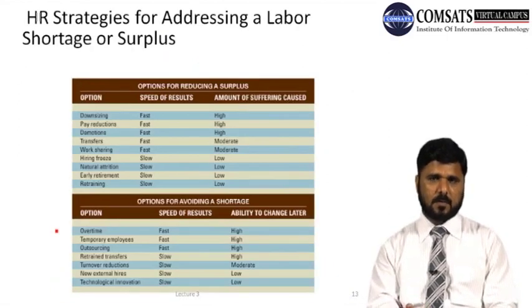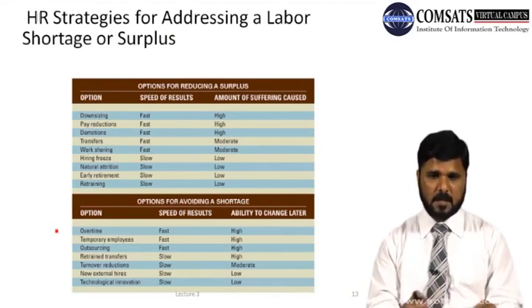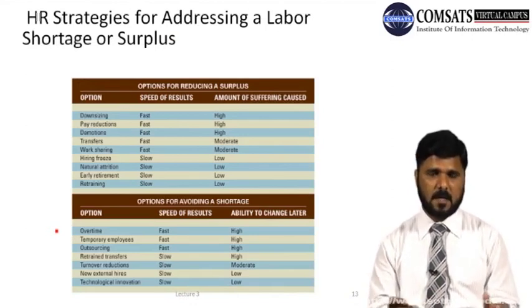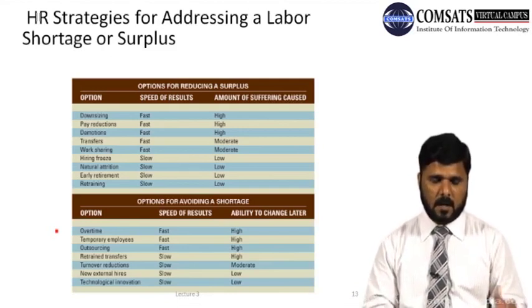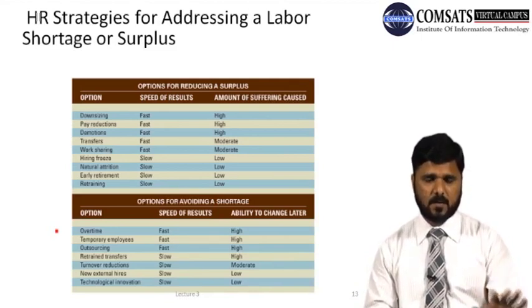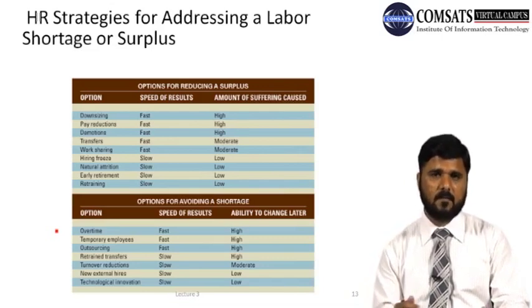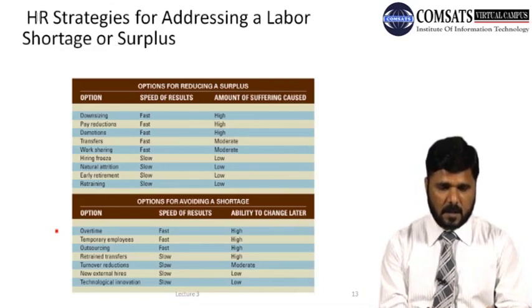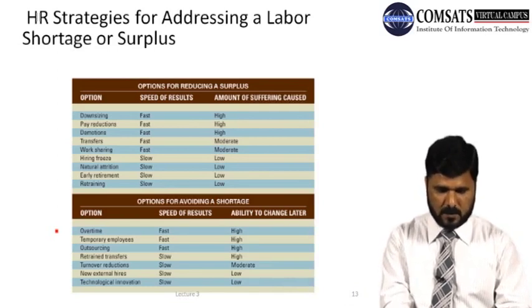Now here we are going to see an overview or summarize all of the options that management can take in order to deal with labor shortage or surplus. In the start of the lecture we have discussed that these strategies that are used to deal with labor shortage or labor surplus differ in terms of the speed of results. ये first जो table है, upper table, this shows options for reducing a surplus.